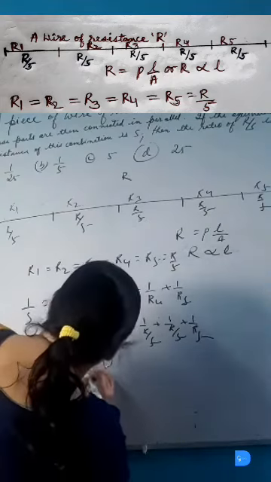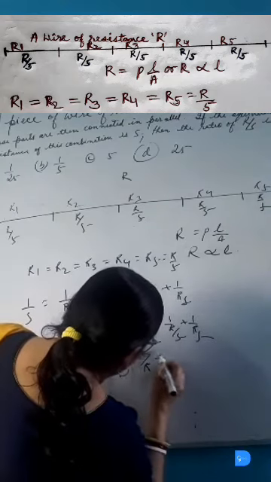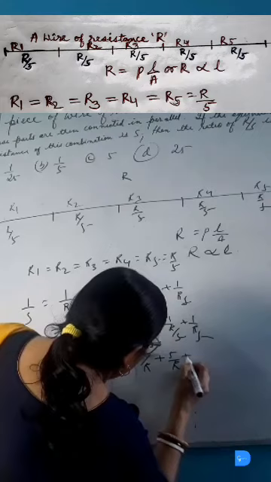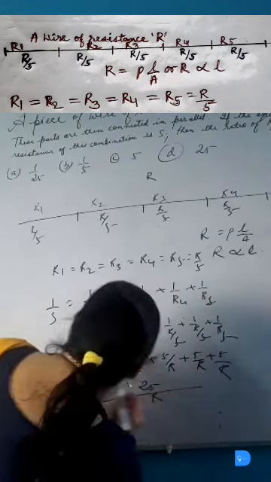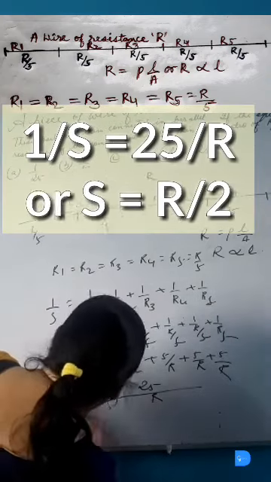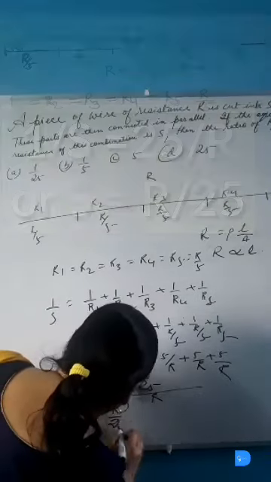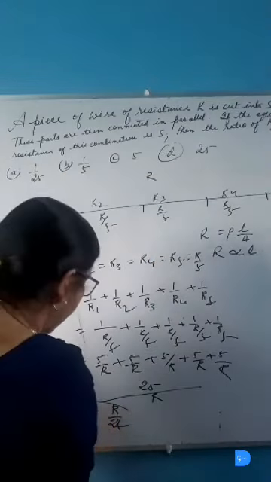which is equal to 5 by R plus 5 by R plus 5 by R plus 5 by R plus 5 by R. We get 25 by R. Thus 1 by S is equal to 25 by R, or S is equal to R by 25. Thus the equivalent resistance of this combination, S, is R by 25.